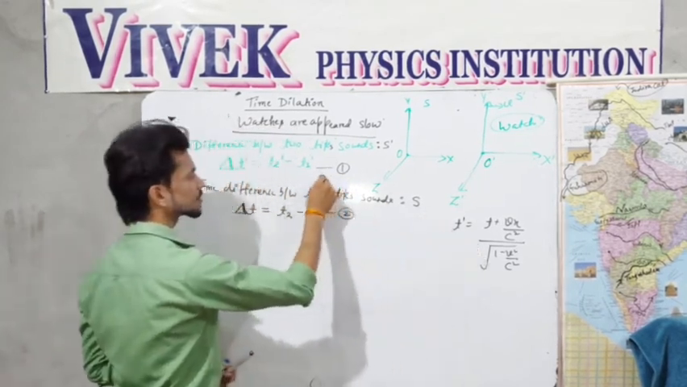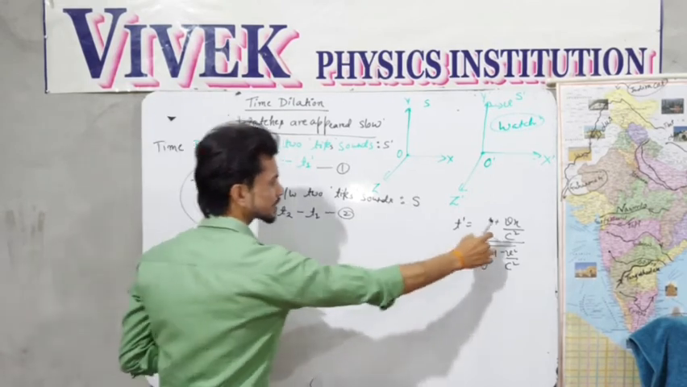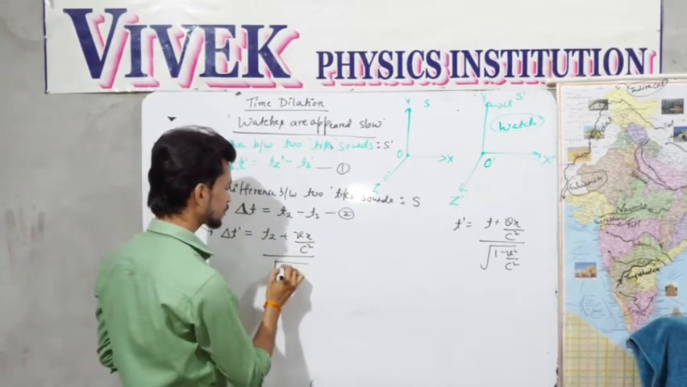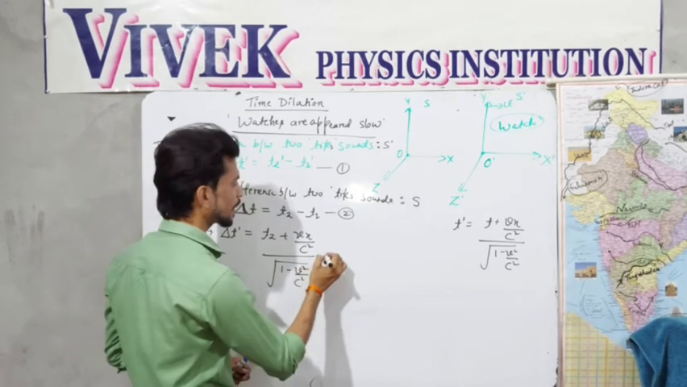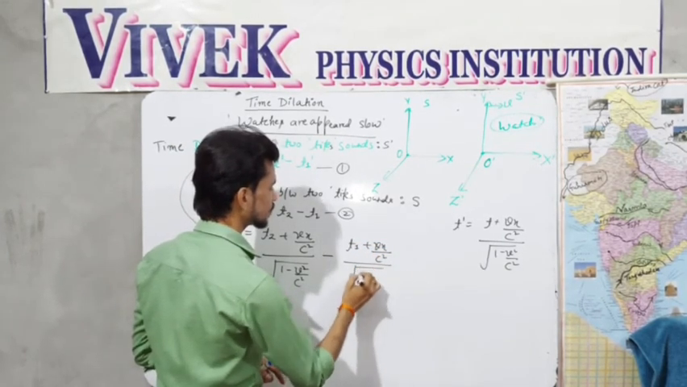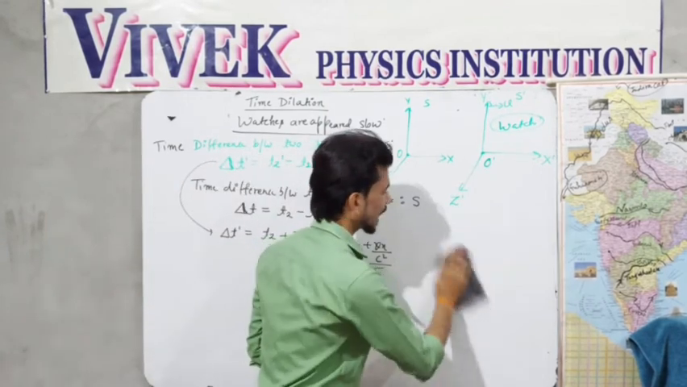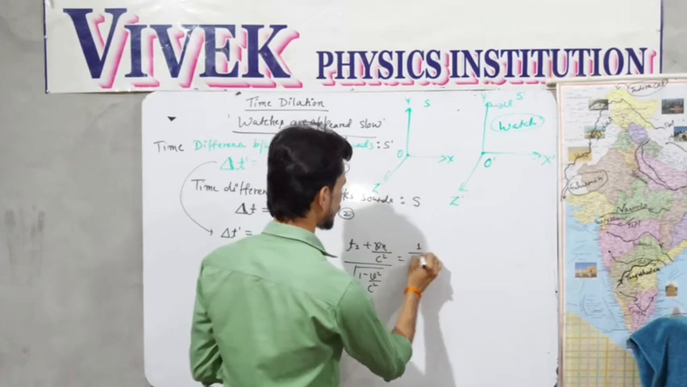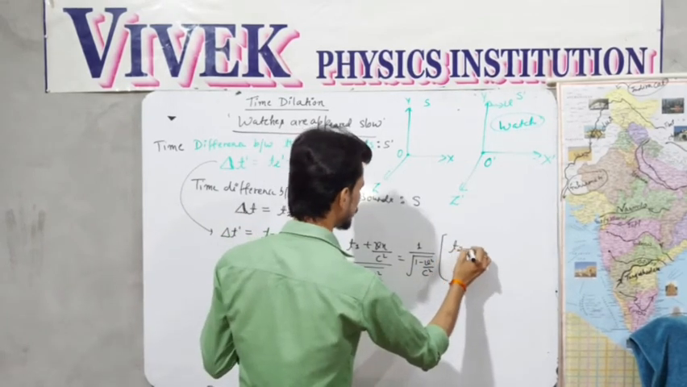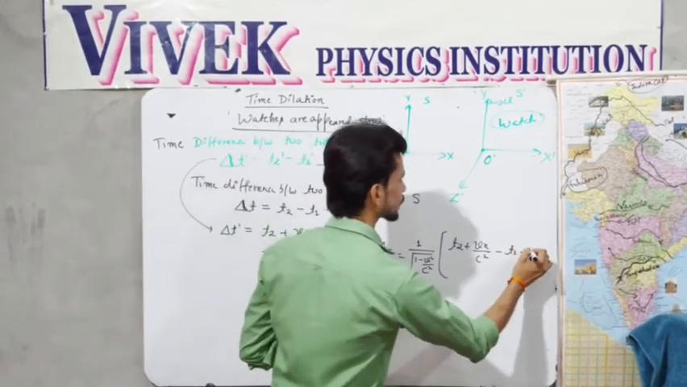So by using this in equation 1, the delta t dash will be t2 plus vx upon c square divided by under root 1 minus v square upon c square, minus t1 plus vx upon c square upon under root 1 minus v square upon c square. Again, this factor is common in the denominator, so it can be taken out. So this will be 1 upon under root 1 minus v square upon c square in the bracket, t2 plus vx upon c square minus t1, and minus vx upon c square.